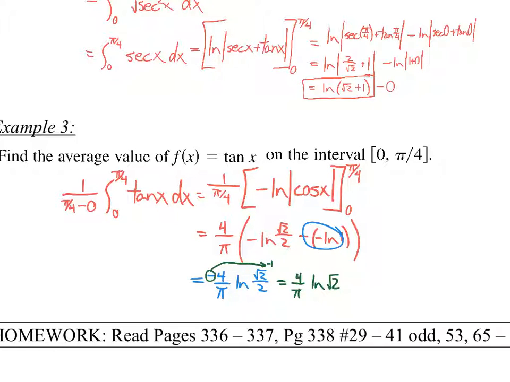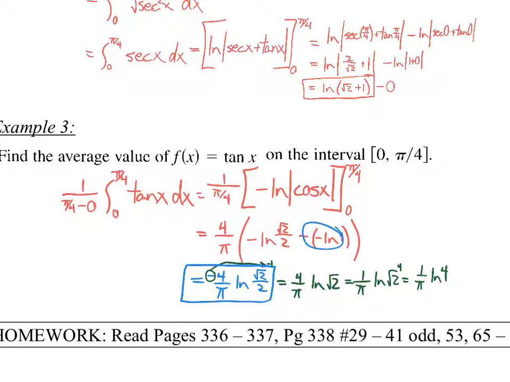I could even bring the 4 in, and I'd have 1 over pi still left on the outside, and ln of the square root of 2 to the 4th power. Well, square root of 2 to the 4th power is 4, since it's the square root of 16. So this answer that we got originally is perfectly acceptable. Stop there, unless you're told to keep going.